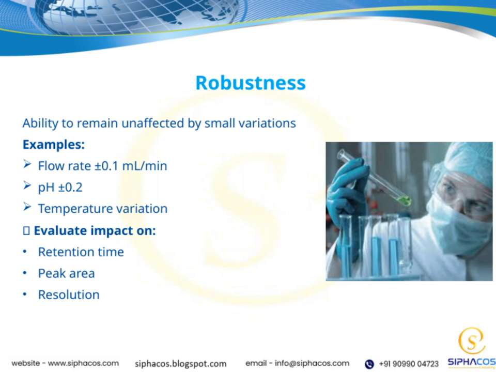So, it's important to evaluate how these small changes affect key parameters like retention time, peak area, and resolution. Ensuring robustness means our method remains reliable and consistent, even when things aren't perfectly controlled. This is crucial for producing trustworthy data across different labs and conditions, and it ties back to our overall goal of developing a method that's both accurate and dependable despite small variations.